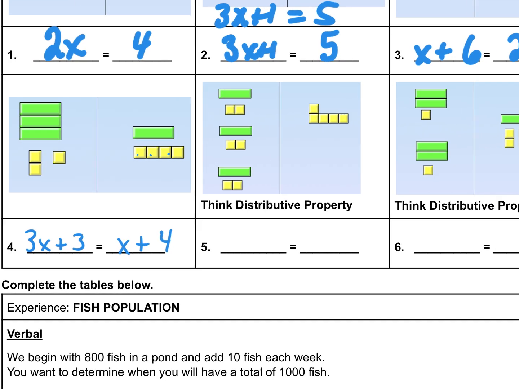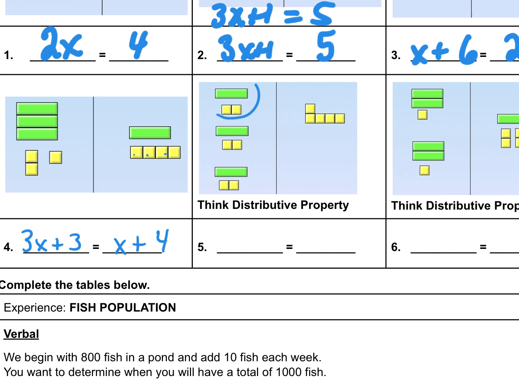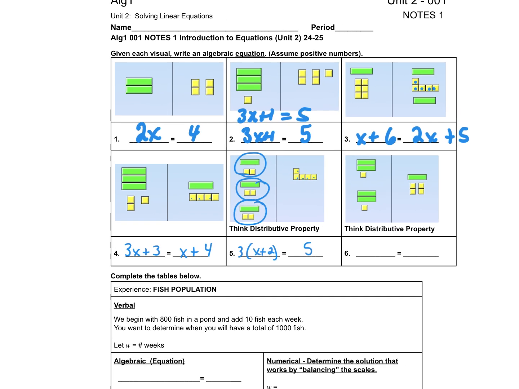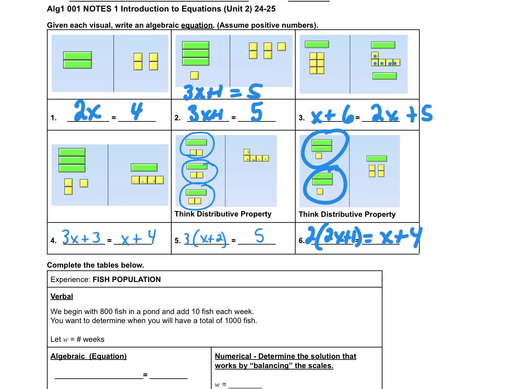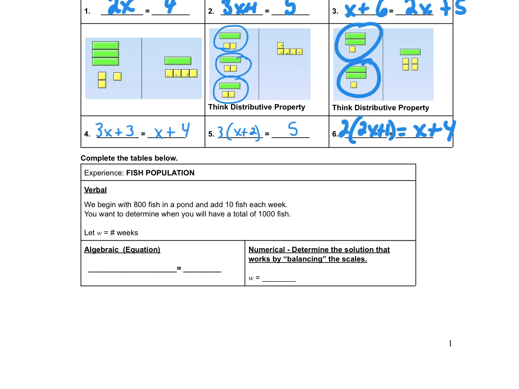Again, we're not solving, we're just representing. This is the distributive property, right? 1 group, 2 groups, 3 groups. 3 groups of x plus 2 equals 5. Again, here's another one that has the distributive property. So it's 2 groups of 2x plus 1 equals x plus 4. So that's how you would use algebra tiles to represent equations.